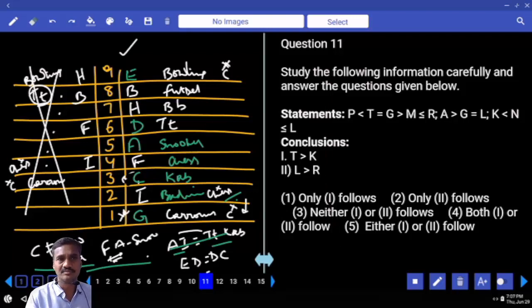Questions 11 and 12. The next set comes with the numbers 13 to 15. Can it be done easily or not? Now 11 and 12 are based on inequalities, 13 to 15 based on 6. Then 16 to 20: some persons inward, some persons outward.